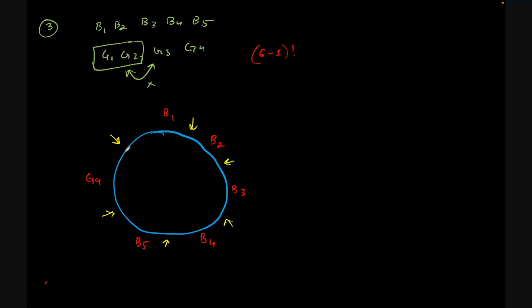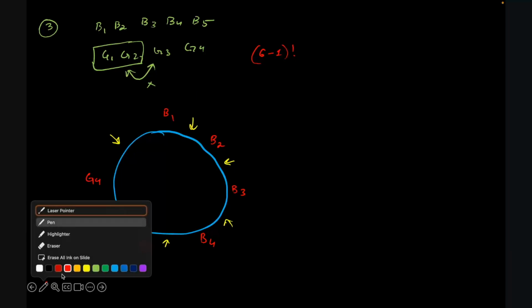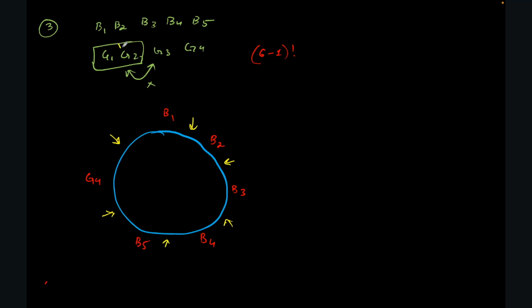Now, how many slots are there? 1, 2, 3, 4, 5, 6. So there are 6 slots, and 2 groups which I have to put. So I can place them in 6C2 ways, okay? Again, same approach as the previous question.